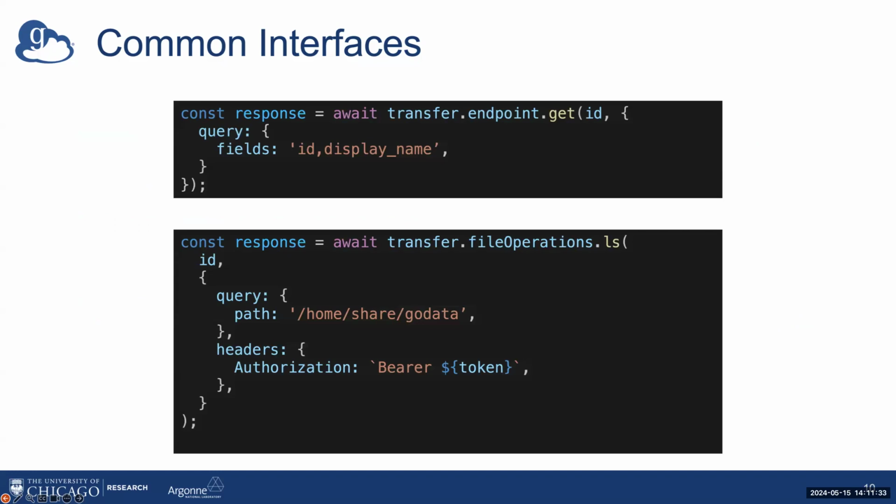So these are two methods shown from the SDK. I'm showing the transfer service in both of these cases. That first method is using the transfer endpoint get, so we're fetching a single resource. Obviously, since we're fetching a single resource, we need the ID of that resource, so that becomes the first argument.